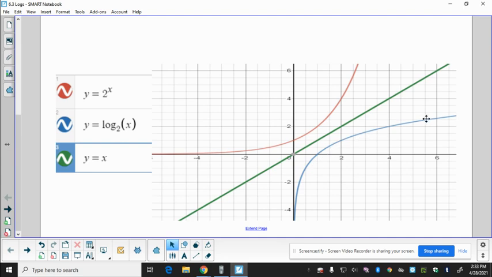And you can see how they are mirror reflections of one another, which is a visual proof that an exponential function and logarithm are actually inverses of one another.